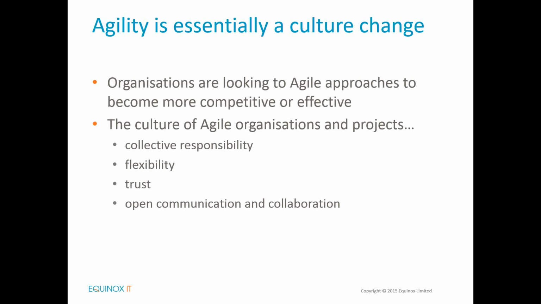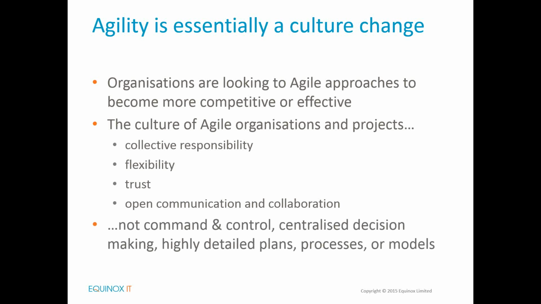Another key element is open communication and collaboration. Information should be available to anyone who needs it for the decisions that have to be made. And hiding information or knowledge to somehow have power is really just not acceptable in an agile organisation or project.